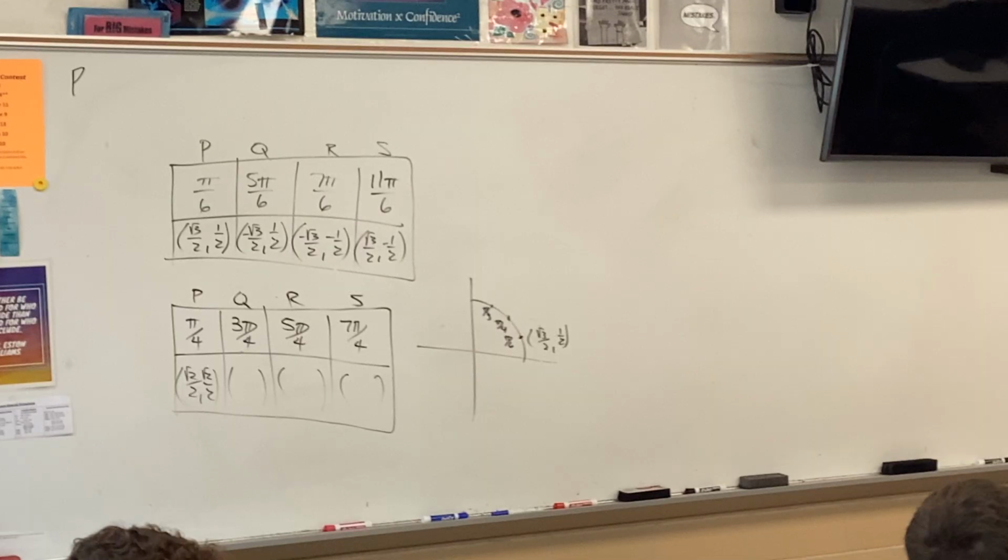Negative square root 2 over 2. Yep, negative square root 2 over 2. That sounds good. E. Lydia, what'd you get for E? Negative 1/2. Perfect. F. Valentine, what'd you get for F? Negative 1/2. Don't you wish your last name was Valentine this time of year? So cool. All right. G. Evan, what'd you get for G?